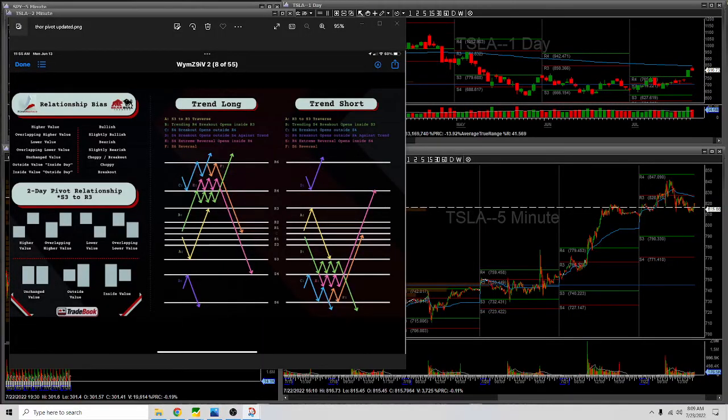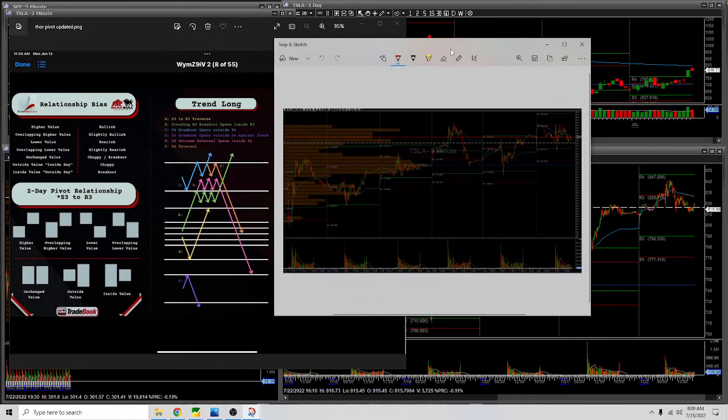Let's pull up the next one here. Here's a Tesla trade I took.